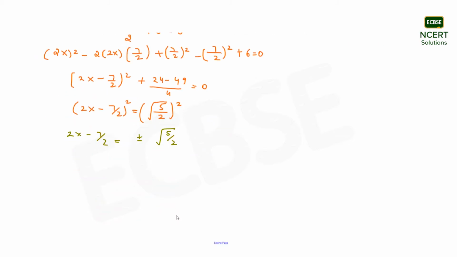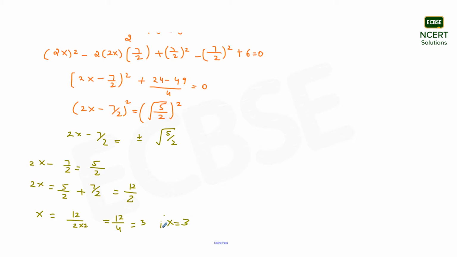So there are two possibilities. The first possibility is 2x minus 7 by 2 is equal to 5 by 2. That is a positive term. So from here, 2x is equal to 5 by 2 plus 7 by 2, which is equal to 12 by 2. From here, x will be equal to 12 by 2, right? And into 2, that is 2 of this. So it is equal to 12 by 4, which is equal to 3. That is, from here, x is equal to 3.